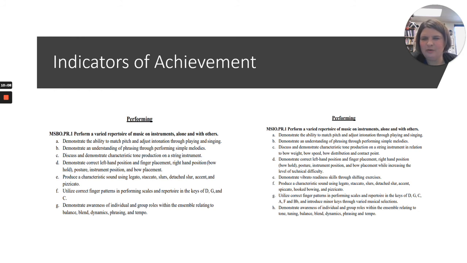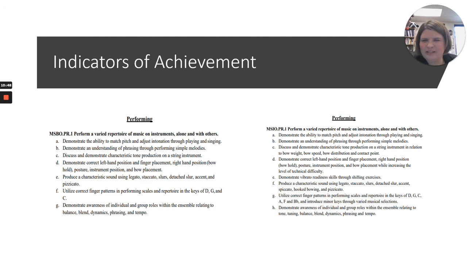If you look at beginning orchestra on the left-hand side, you'll see under letter F, utilize the correct finger patterns in D, G, and C. If you look at letter G for intermediate orchestra, you see it becomes D, G, C, A, F, and the key of B flat. So we've added 3 more keys in 7th grade. You can see we've raised the difficulty level by adding more keys. So we increase our knowledge each year in the course by adding more indicators of achievement or upping the difficulty level for the indicators of achievement.